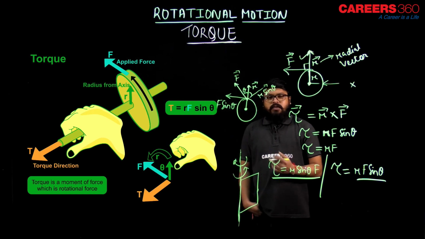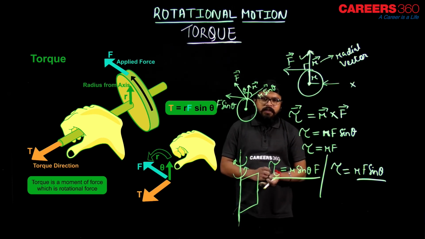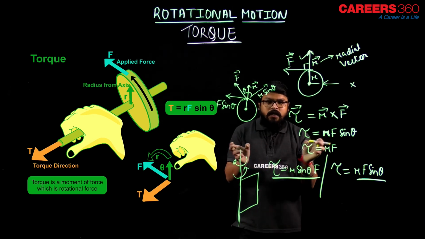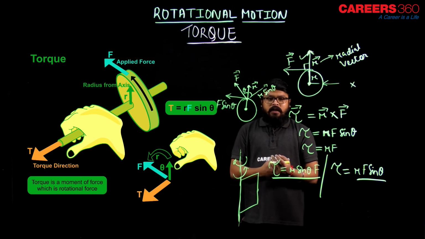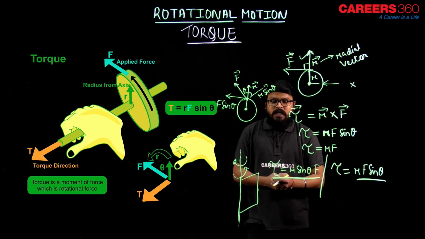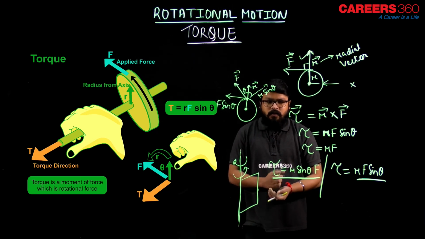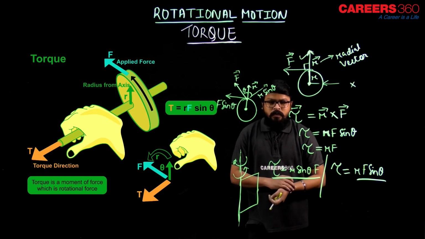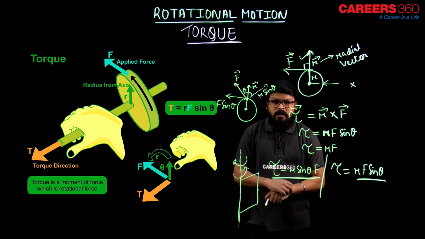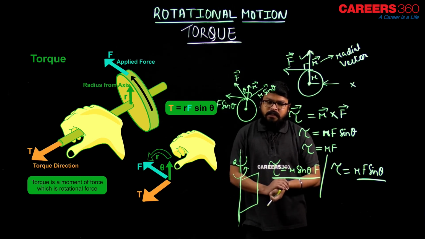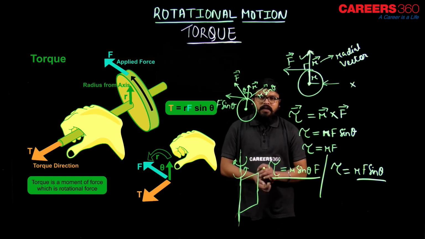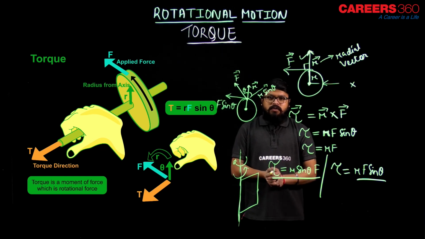So what I am trying to say is, there has to be some perpendicular distance from the axis of rotation where you apply the force, so that you can provide rotational motion to the object or any body which is fixed at any one of its ends. Correct? So that was all about our torque. I hope you understood. Thank you.